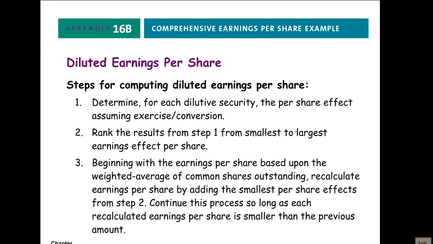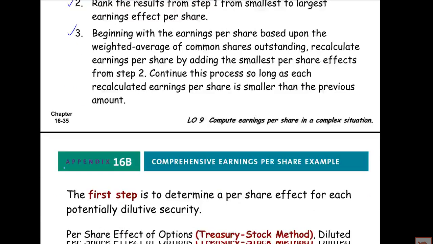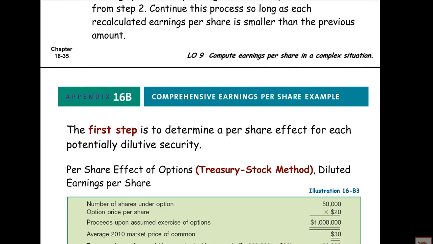So here are the steps for computing diluted earnings per share the real way, the full way. We determine the per share effect for each. We rank from the smallest per share effect to largest, so we're doing the most dilutive first. Then beginning with number one, the smallest per share effect, we add it, then we add the next one, and we stop when it starts going up. Or we could do them all and pick the minimum.